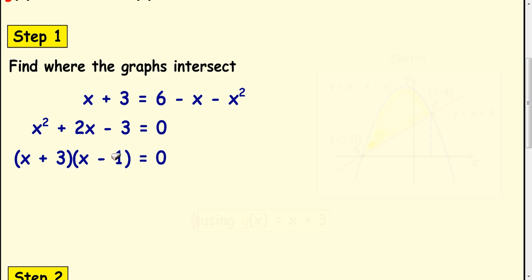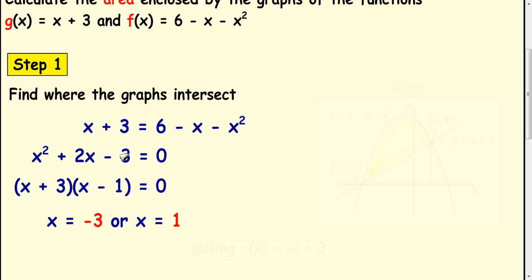That bracket needs to equal 0 or this bracket needs to equal 0. So minus 3 or 1. Sub these back into either of these two to get your y coordinates for where the graphs intersect. I think the x plus 3 is obviously easier to work with here, so we'll sub it into that one. They'll both give the same result, but pick the one that's easiest for you. Negative 3 plus 3 is 0. And sub 1 in, 1 plus 3 is 4. So there are your coordinates, negative 3, 0 and 1, 4, where they intersect.